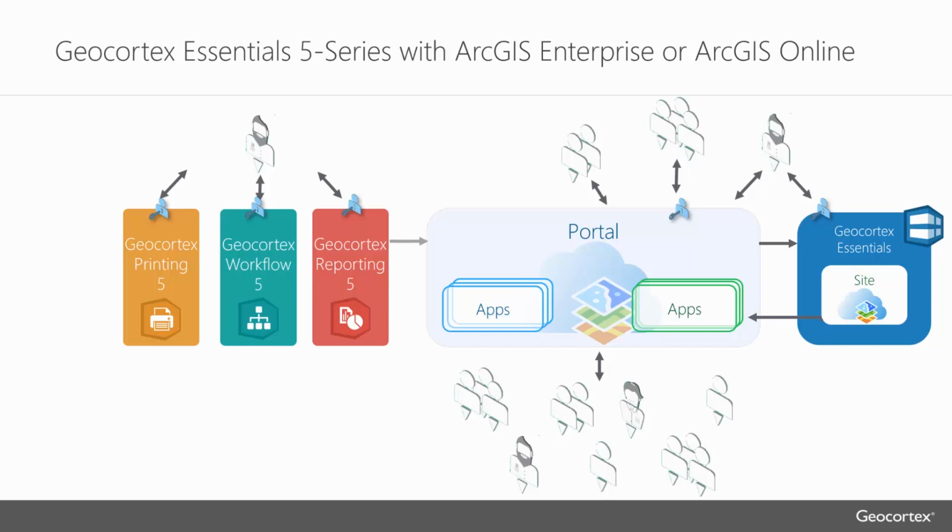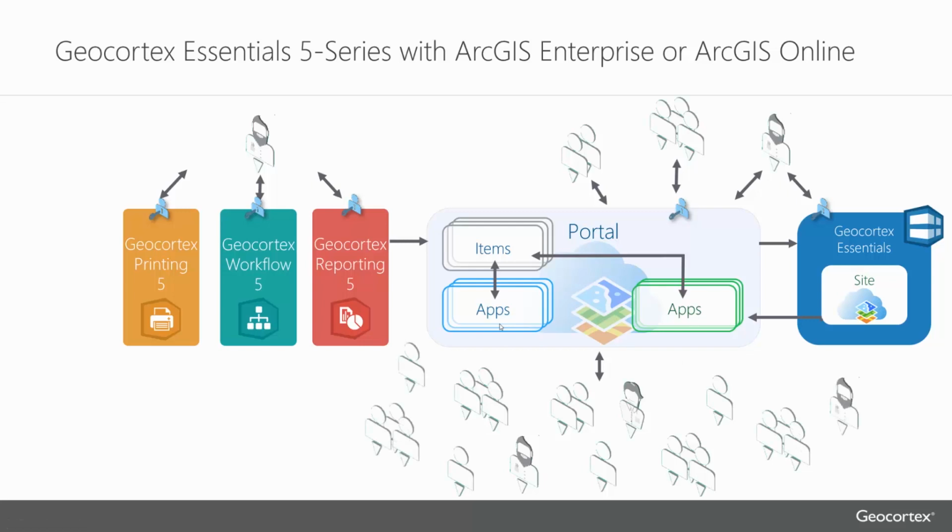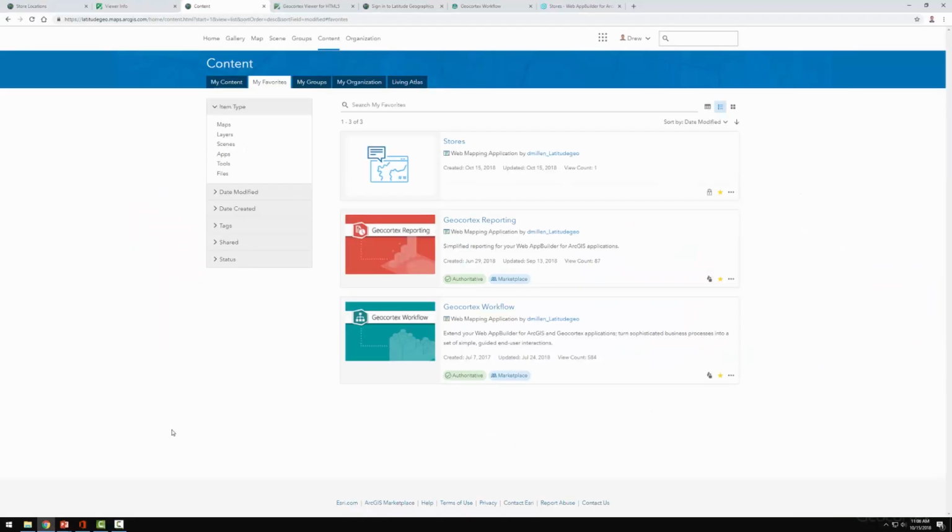Once we've signed in, we can create content in the form of items. With Geocortex Workflow, for example, the item type is a workflow, and with Geocortex Reporting 5, the item type is a report template. These items are stored inside of the ArcGIS Online organization or within the ArcGIS Enterprise portal, alongside apps and web maps and other types of content. Those items can be used by Geocortex apps or within Web App Builder for ArcGIS apps, so that more Geocortex content can be shared with other users within the organization. Now let's explore this pattern.